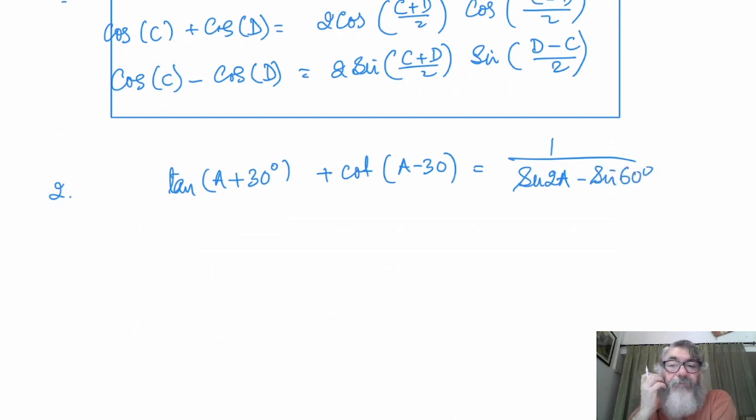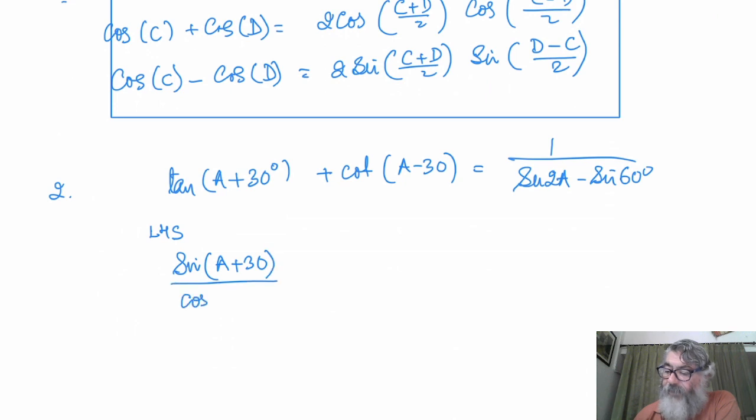We told you whenever we have to prove, we take either left hand side or right hand side. Whichever is more complicated, generally we start from left hand side. So let us see what is left hand side. tan(A+30) means sine(A+30) upon cos(A+30), plus cos(A-30) upon sine(A-30).